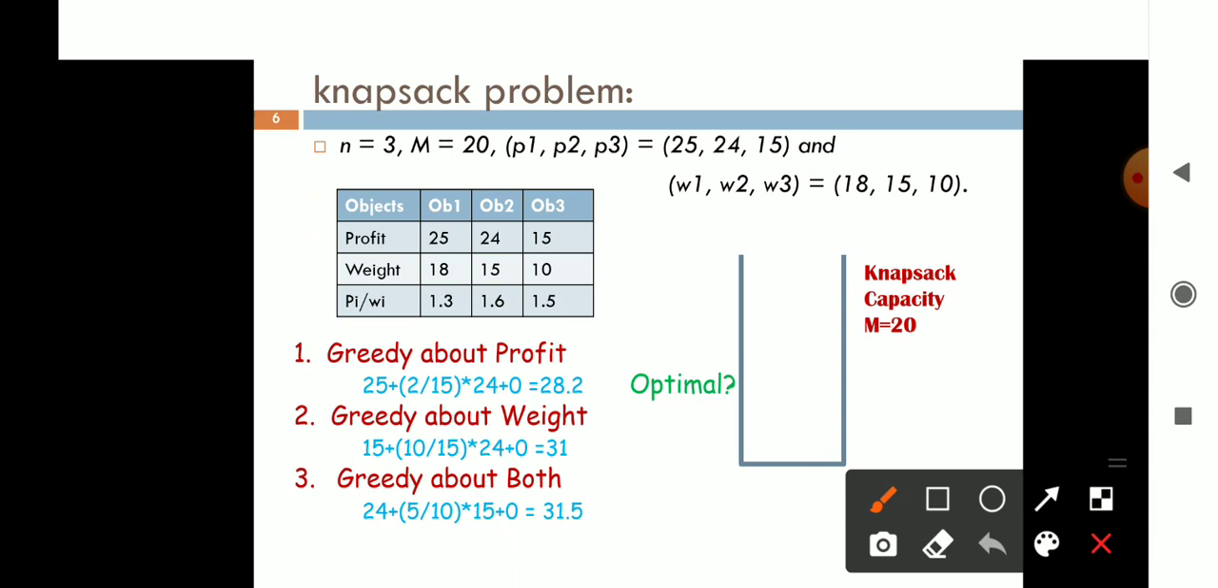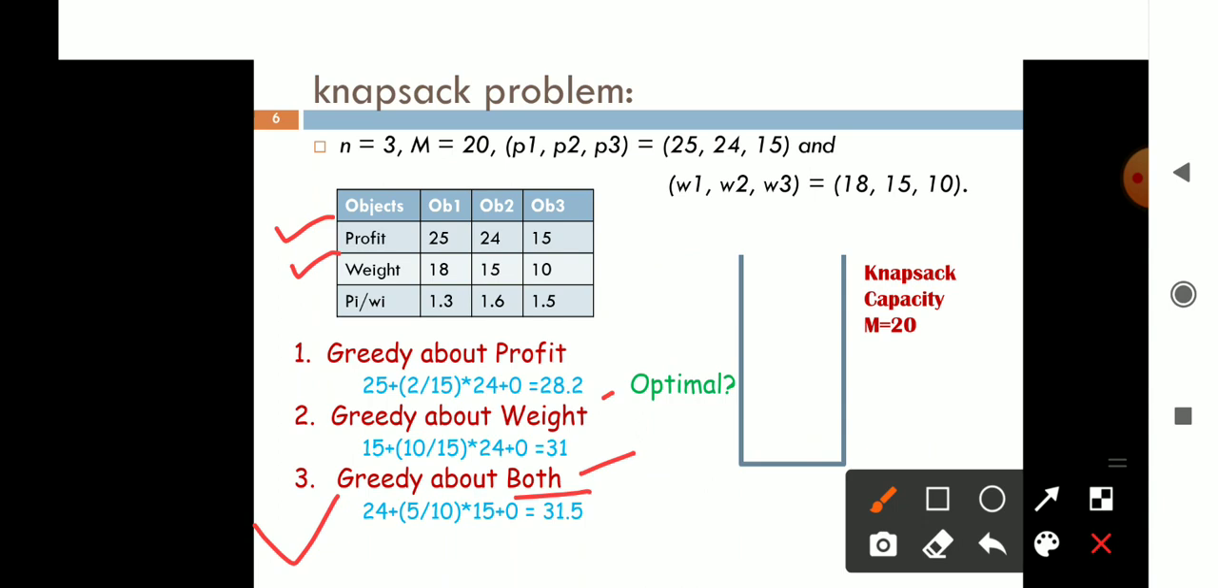We have to find another solution. We can't say that this is the optimal solution. Although it is greater than 28.2, it may be optimal or not. So we have to think about another solution. The other solution we are using is greedy about both. Greedy about both means we have to think about the profit and weight.